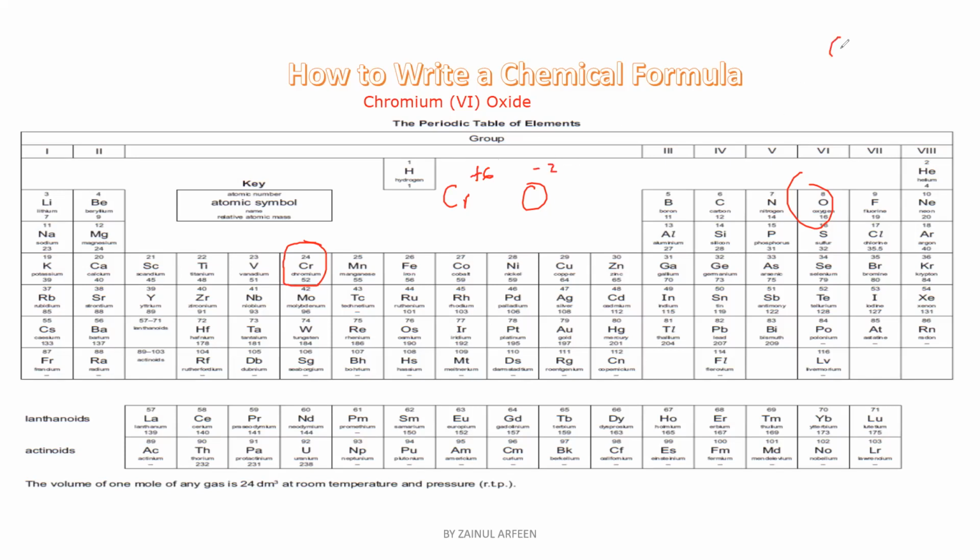Can I simplify 6 and 2? Yes, I can divide both of them by 2. So this will be 3 is to 1. Basically this will be 3 and this will be 1 when I take the simplest ratio. Then after taking the simplest ratio, we cross multiply. 1 will come with chromium and 3 will come with oxygen. So the formula will be CrO3. Is it clear?